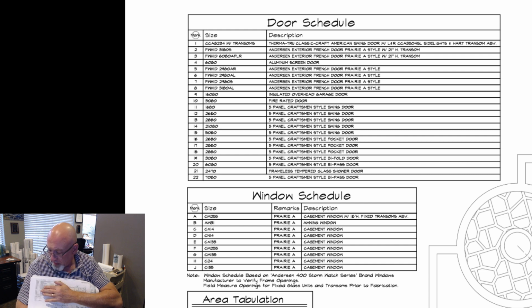They could be modified, but there are some things that would be code issues, like the door from the house out to the garage would have to be a rated door with a self-closing device per code, for example. But as far as the style of it, you could certainly make a change to that.